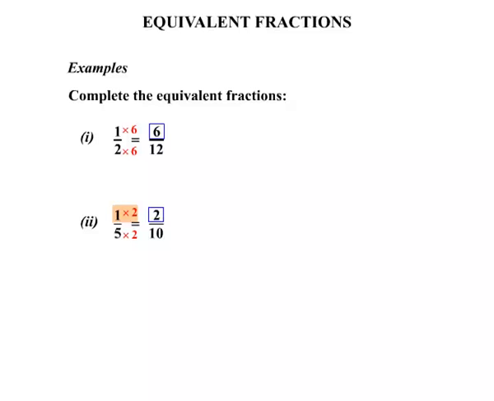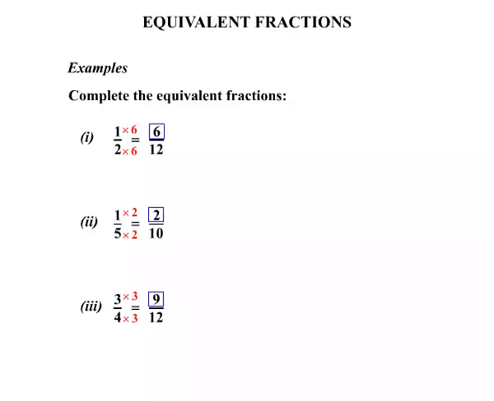Our third example, 3/4 equals something over 12. So what have we done to 4 to make it a 12? We times by 3. So we do the same at the top, and we have 3 times 3 gives us 9. So 9 was the missing number. Excellent.